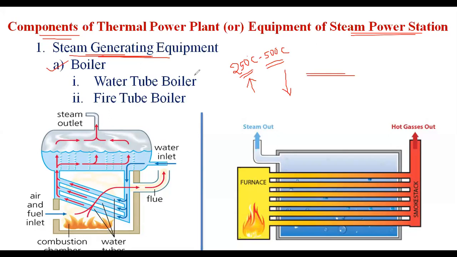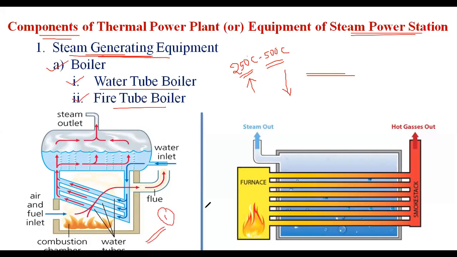And coming to the classification of boilers, in the thermal power plant, the boilers are classified into two types. One is the water tube boiler, another one is the fire tube boiler. This diagram represents the water tube boiler.